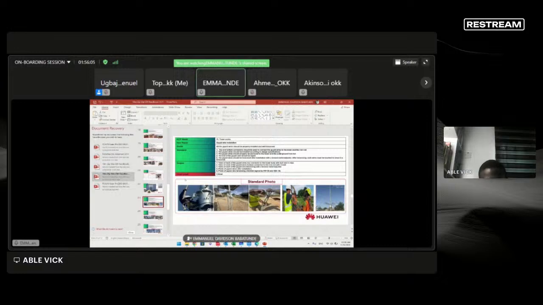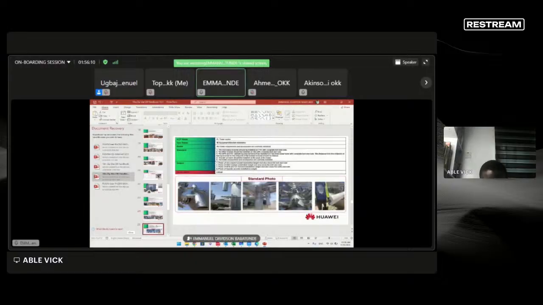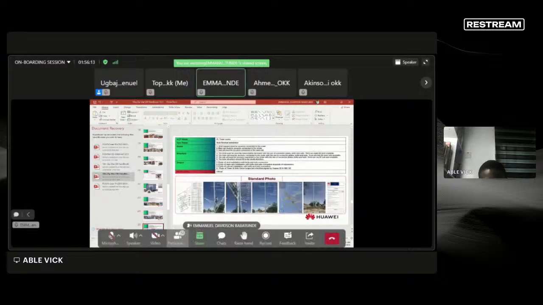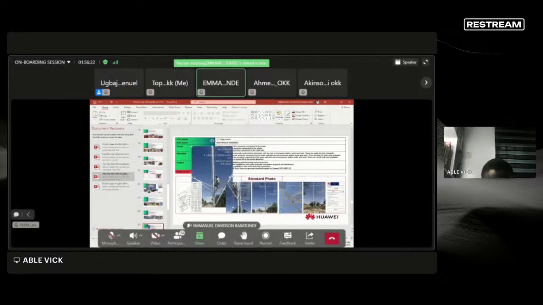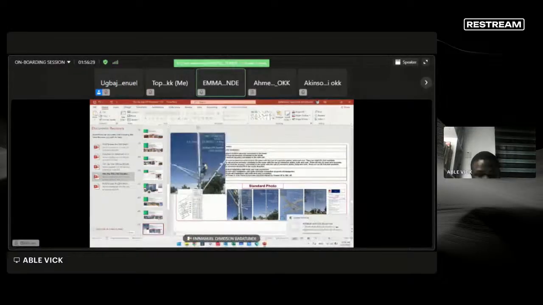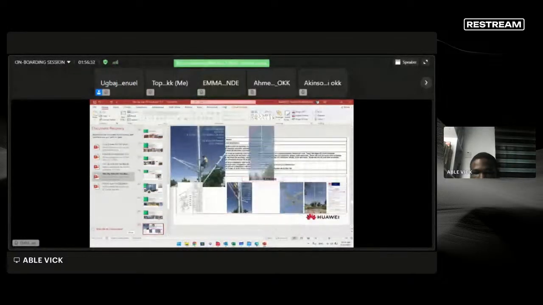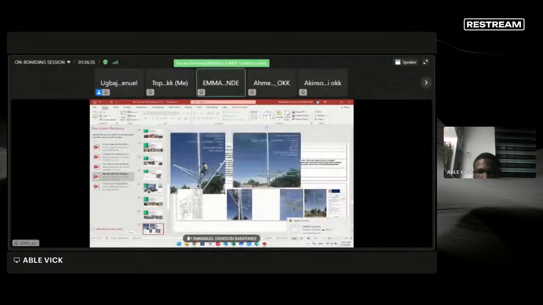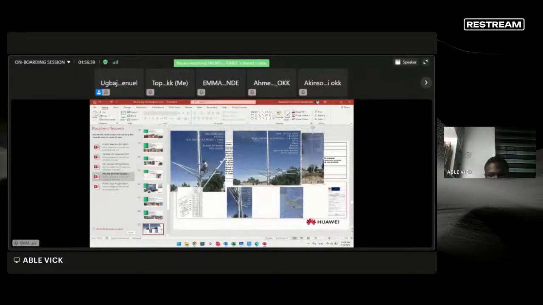Then after tower erection, you are supposed to install your solar structure like this. For the solar structure installation, you can install the diagonals first. Install the sides first, then install the beam second. Install these two side beams second, then install the sub-rail last.